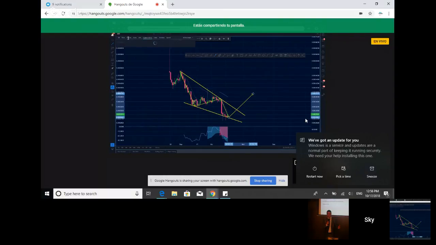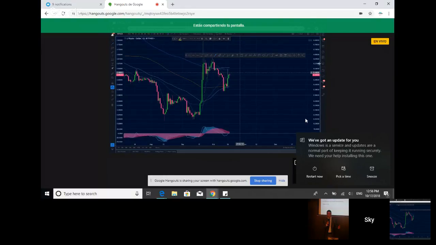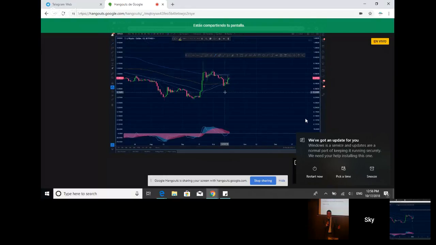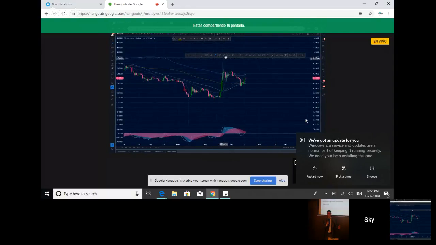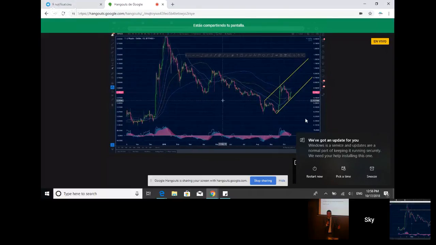Let's check Ripple dollar. I've shown the last analysis about it. So right now it's moving in this trending channel. This is the first trend line, and this is the second trend line. So it's moving in this channel. What about the resistances that we could reach in the nearest future?